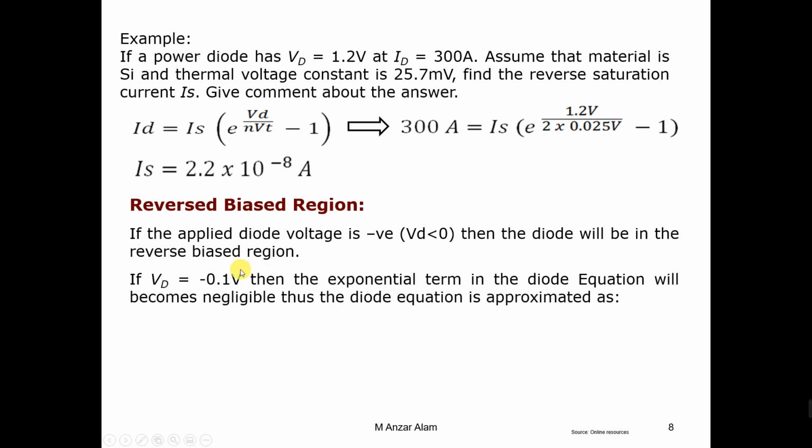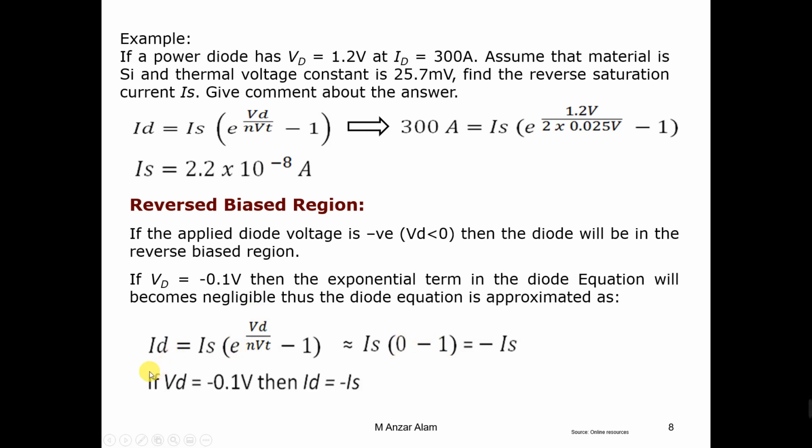The example starts with the diode voltage being minus 0.1 volt. If the exponential component is in the minus, and we calculate it, we can see that it is much less than 1. So this can be ignored, and the equation is simplified under this condition. When the diode voltage is negative, the diode current will be minus the saturation current.